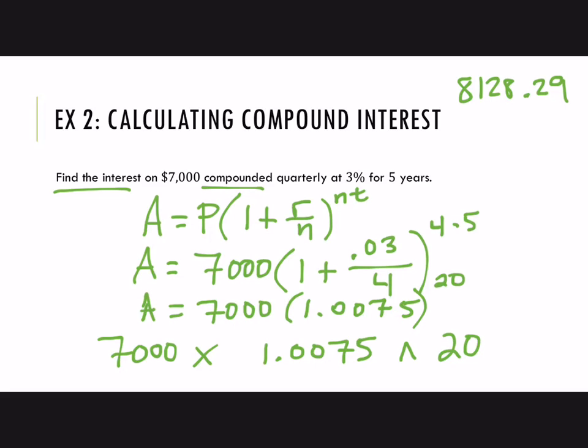Now that's a rounded value. I am rounding to the nearest cent. It was 0.288, and I rounded that up to 0.29. All right, so that's the future value. Now how do we get the interest? All right, so now we go on to that second formula.